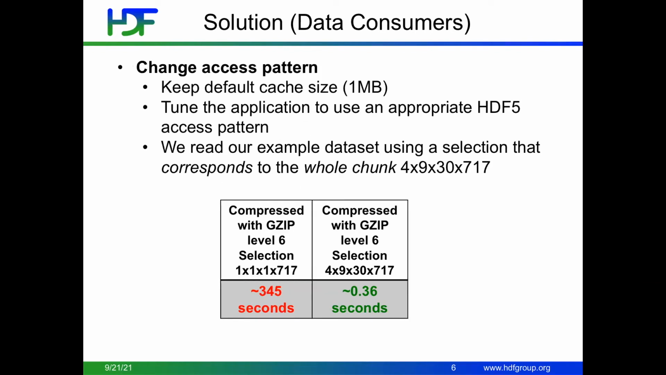Another way to do it is just to change access patterns. So instead of reading by one row, read the whole chunk that will contain many scan lines. Once again, you will get about the same performance, and we will see why.